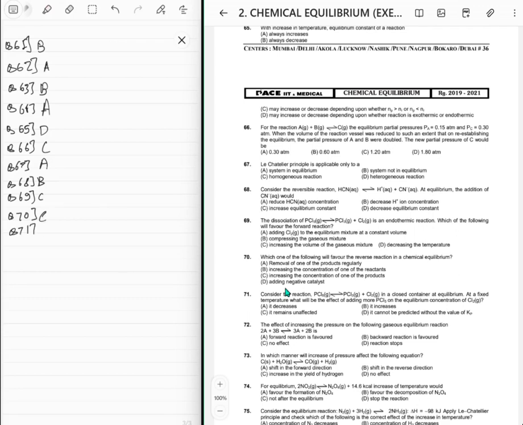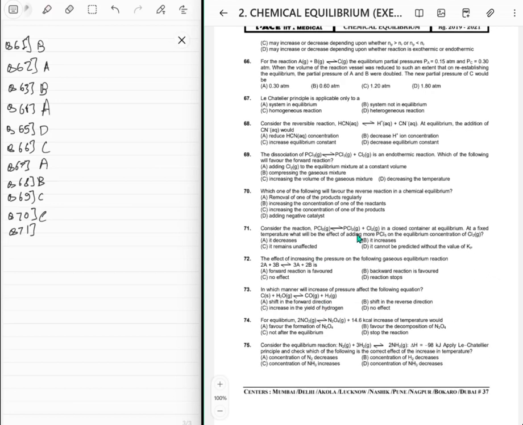Question number 71. Consider the reaction PCl5 gives PCl3 plus Cl2 in a closed container at equilibrium. At fixed temperature, what will be the effect of adding more PCl5 on the equilibrium concentration of Cl2? In a closed container, right? That's why you can talk about it like that. If it was a piston, for example, then it would just go up and the concentration would remain the same.